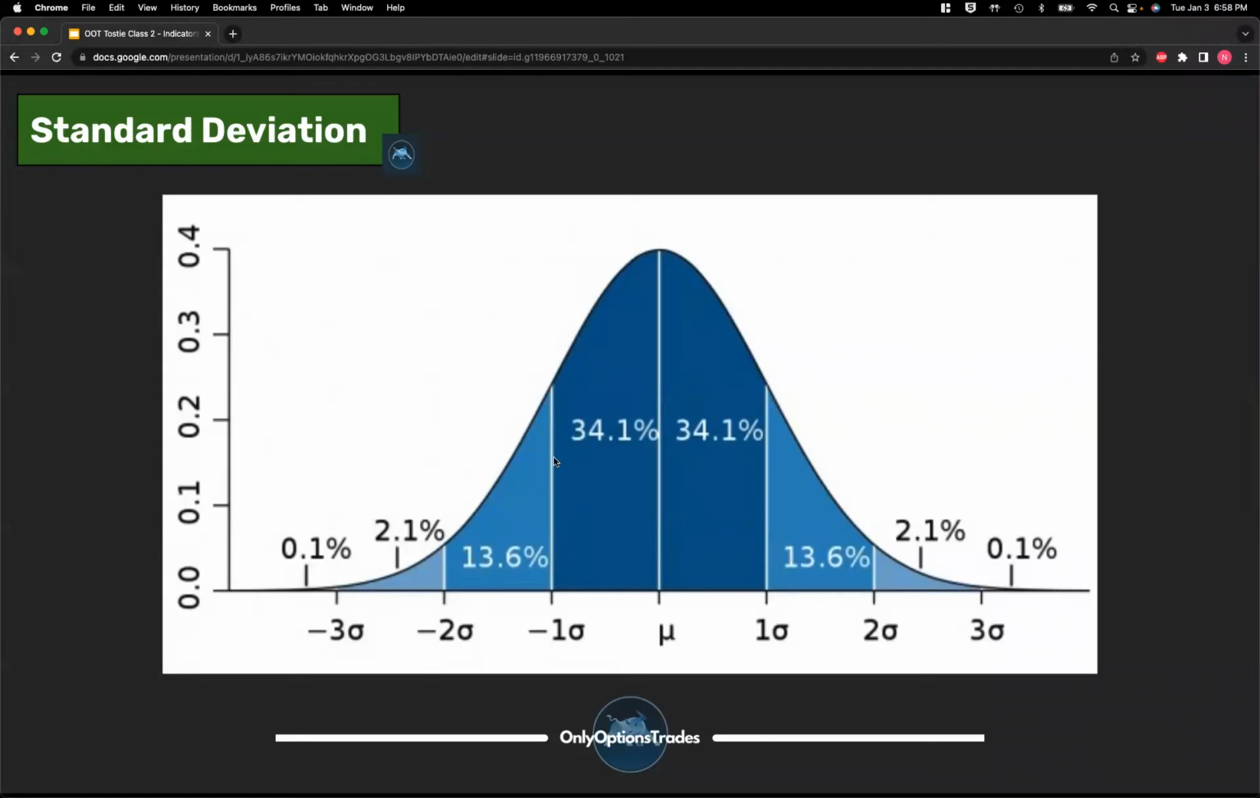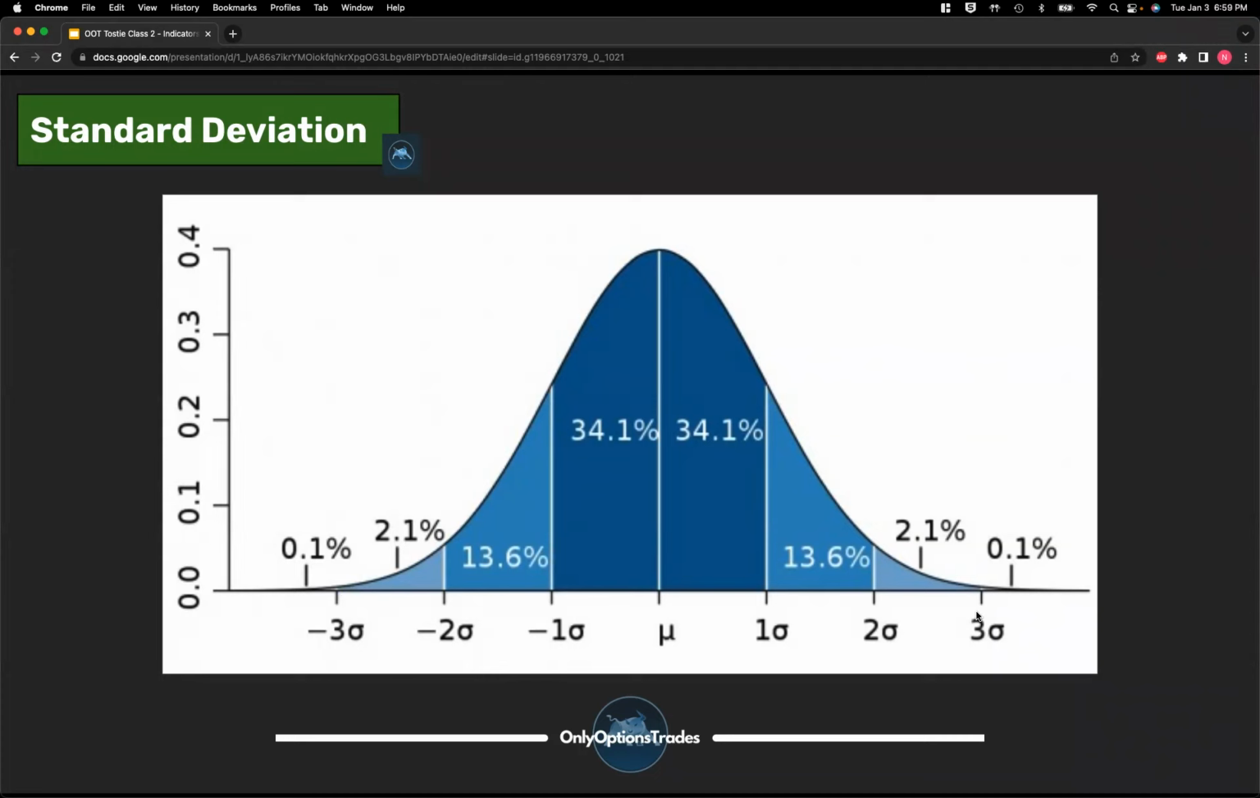What you can see here is about 68% of all data lies within 1 standard deviation of the mean. So we have 1 standard deviation above the mean, 1 standard deviation below the mean. Next, we look at 2 standard deviations. So 2 standard deviations above the mean and 2 standard deviations below the mean represents about 95% of all data. Finally, we have 3 standard deviations above and below the mean, which encapsulates about 99.7% of all data.